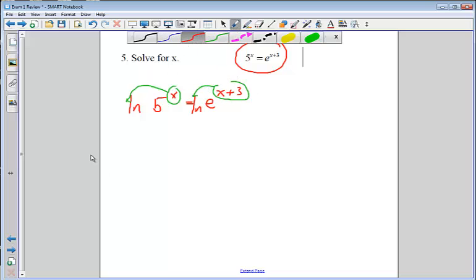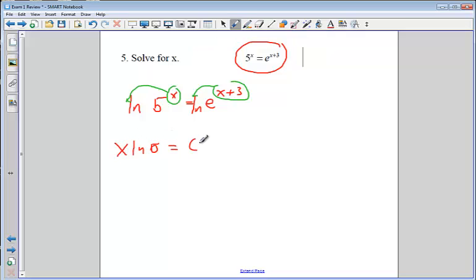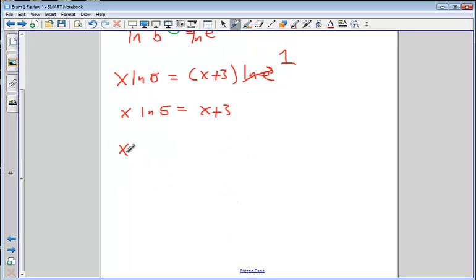And so what I get then is x ln of 5 equal to (x plus 3) all times ln of e. And ln of e is a nice number, 1, so it's going to go away. And so I get x ln of 5 equal to x plus 3. And I want to solve this for x, so I have x ln 5. I subtract x from both sides, so minus x is equal to 3. And I'm going to pull out the x, so I have x (ln of 5 minus 1) equal to 3.